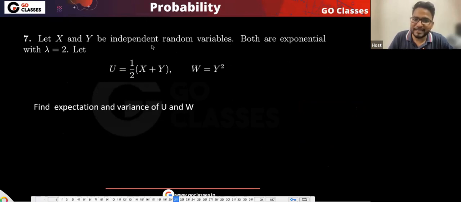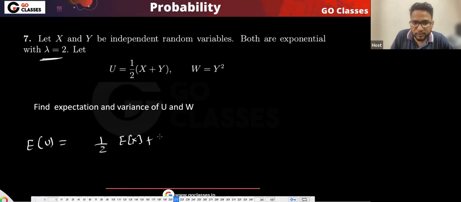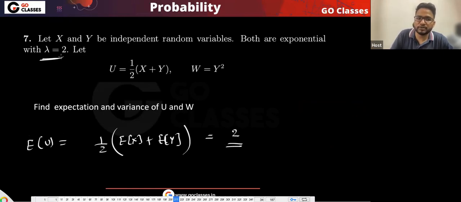They are saying that x and y are independent random variables, both exponential with lambda equal to 2. Both are exponential random variables, and they're independent also. Now let's find the expectation and variance of u and w. The expectation of u will be 1 upon 2 into the expectation of x plus the expectation of y. This is 2 plus 2, 4, and then 4 divided by 2, this is 2 only, right? I hope that is easy because this lambda is given. Is this okay or is there some flaw? I think there is one mistake that I just did. Can anyone tell me?